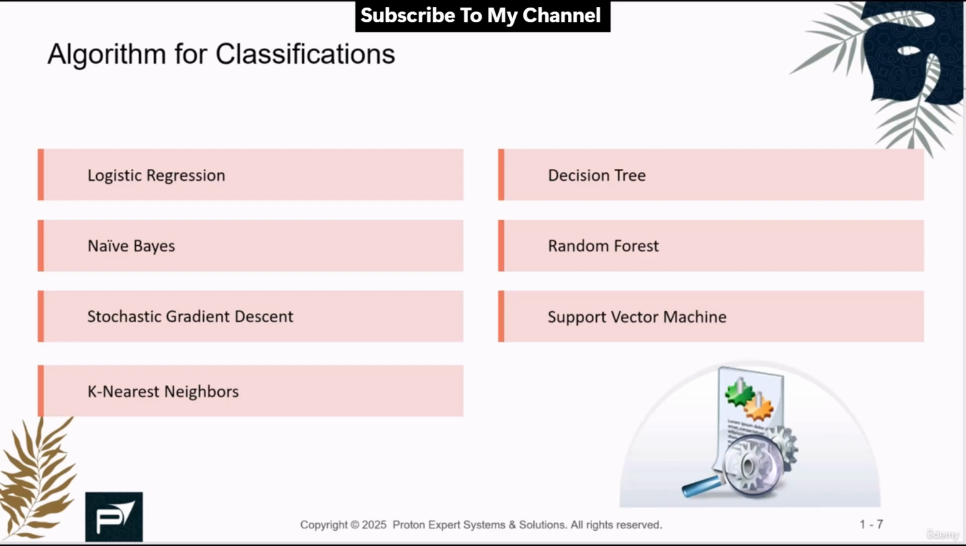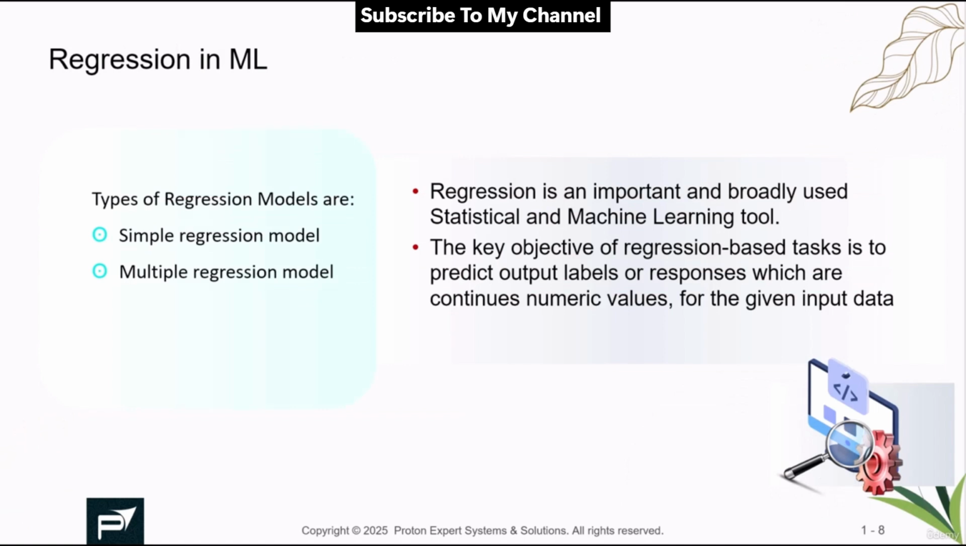Let's look into what is regression in ML. Regression is an important and broadly used statistical and machine learning tool. The key objective of regression-based tasks is to predict output labels or responses which are continuous numeric values for the given input data. The types of regression models are simple regression model.